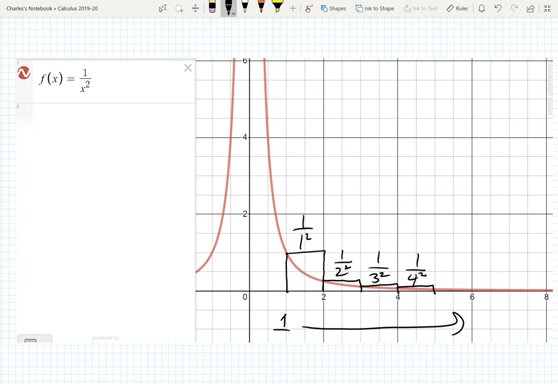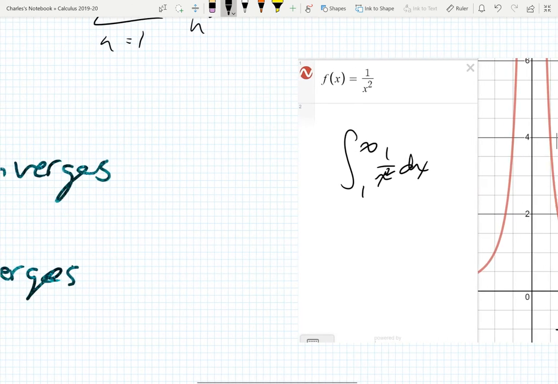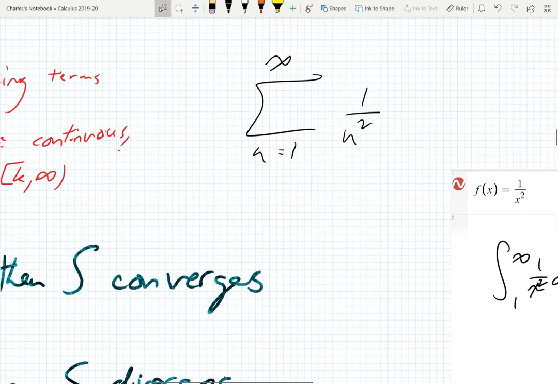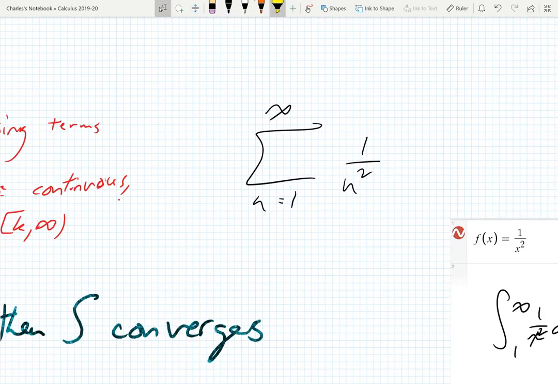So what you can see is that the approximation of the area of this integral from 1 to infinity of 1 over x squared dx is approximated by this series right here.